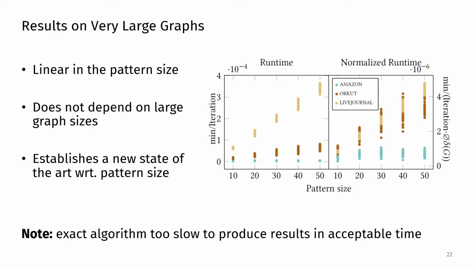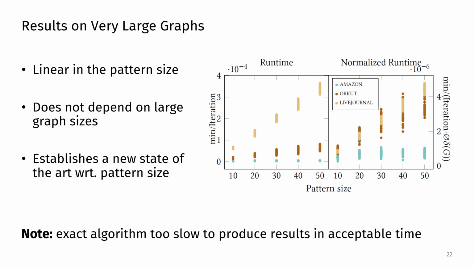In a second experiment, we want to analyze the runtime of HOPS on very large graphs and its behavior with respect to the pattern size. For that, we report multiple runs of our HOPS embedding algorithm for a certain pattern size on each dataset. And as you can see, the runtime per iteration indeed is linear in the pattern size. However, the slope of this linear relation is different for different datasets. That is natural, since the maximum degree of the graphs in which we try to embed plays a role here.